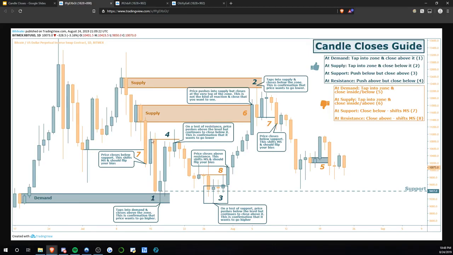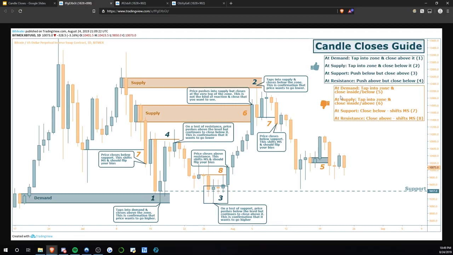So you can see we have this resistance level, this close here. Price pushes up into it, takes out this high, and closes back below this resistance level. So on a test of resistance, price pushes above the level but continues to close below it. This is confirmation that it wants to go lower. So I'm pretty much just repeating this stuff over and over again, but it's pretty simple but very effective stuff.